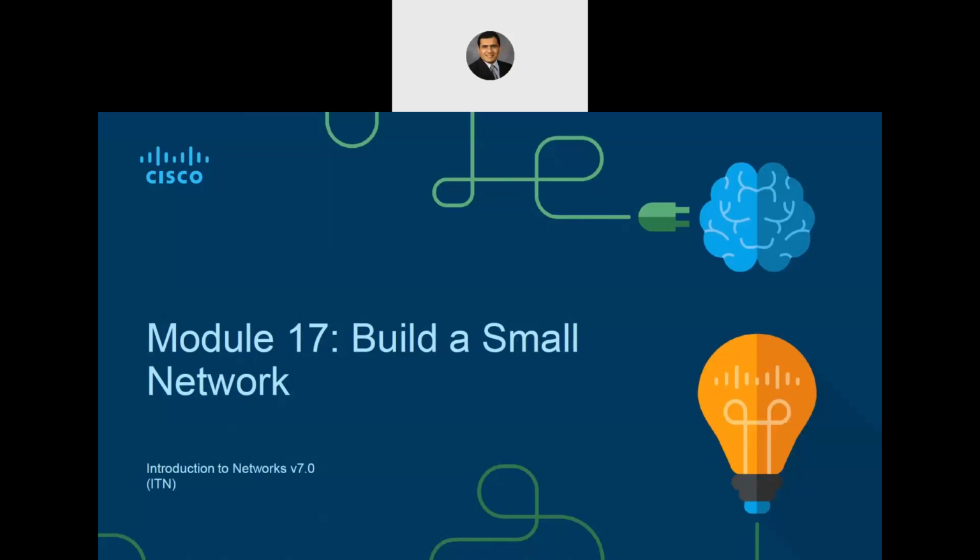Now let's continue with chapter 17, building a small network. Now, all of you can proudly say that you know how to create a network because you have worked with a router, you have worked with a switch. Those of you who have done lab number 10 are already network engineers. I can proudly tell you all.